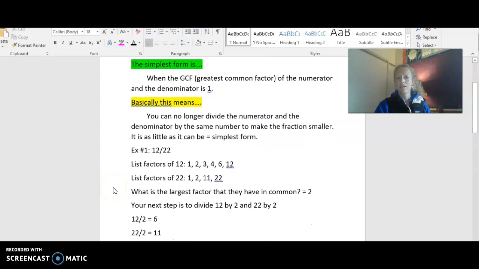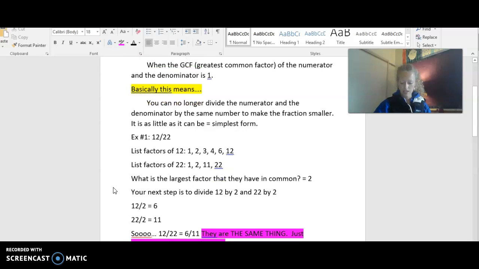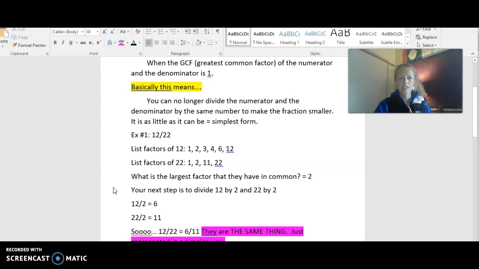Okay, so example number 1, and I'm pulling this from page 563 if you're following along in your ebook. Example number 1, we have 12 over 22. Well, right away, my little fraction red flags are going off, and I notice that those are both what types of numbers? They're both even, right? So I know that I'm always going to be able to divide them by 2. But just to be sure there isn't a larger number that we can divide them by to find our simplest fraction, I'm going to go ahead and list my factors of 12 and 22, just like we practiced on Friday.